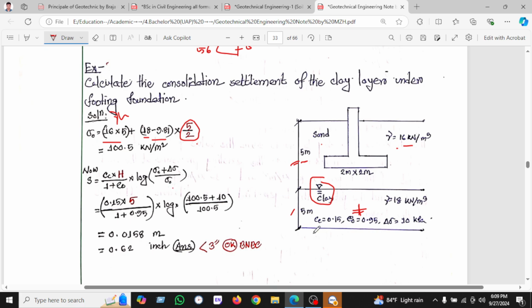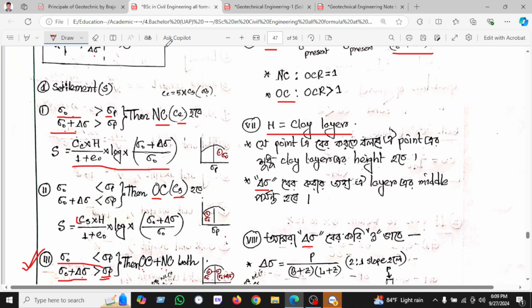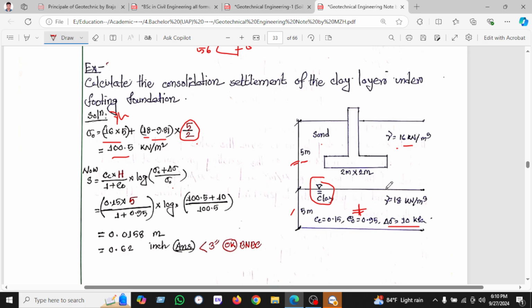So delta sigma is given as 10 kilo, and we have found sigma naught is 100. If we go to this formula, then we must fulfill this criteria: sigma p is greater than sigma naught. How will we get the information, since it is missing? The sigma p must be 150 kPa. Let's see, the sigma p is 150.